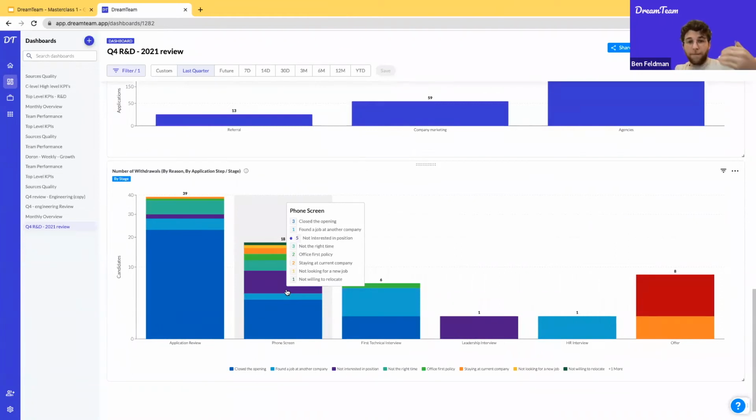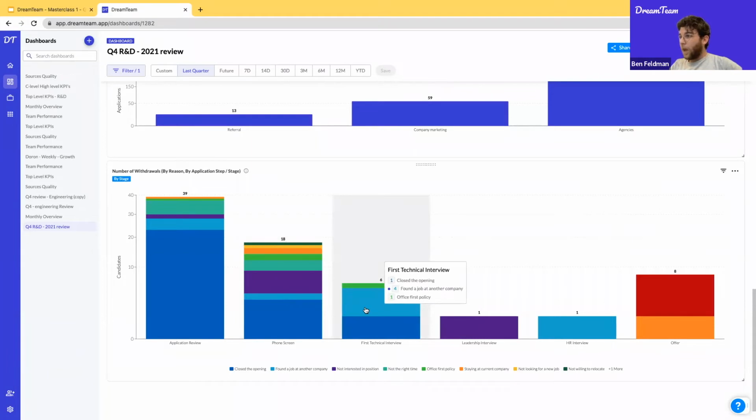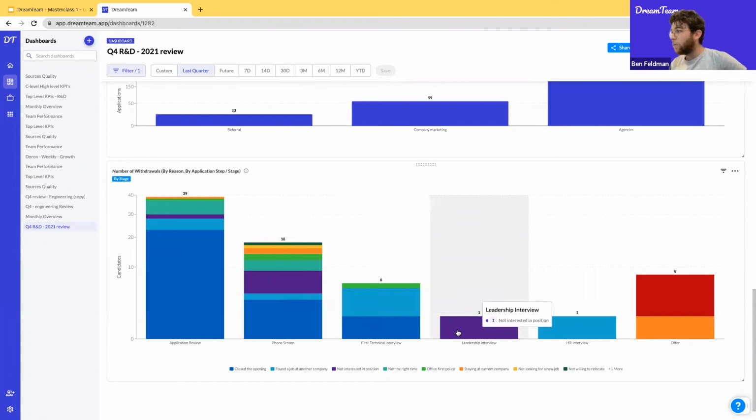The quicker we find out that the candidate isn't interested, the less time we are spending conducting interviews that ultimately aren't going to lead anywhere. So that could be a good thing. Found a job at another company in the first technical interview, not the best, because the question is how did they already find another job when we're only in the first interview?